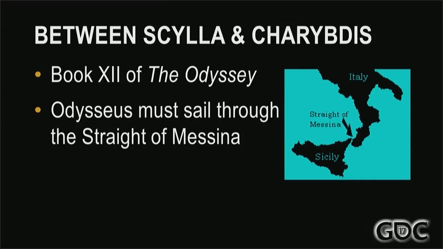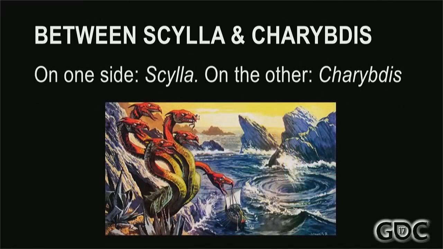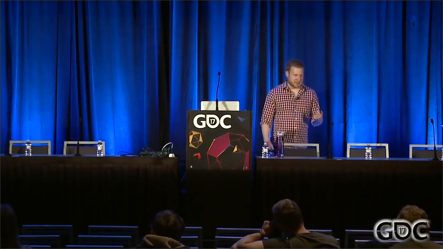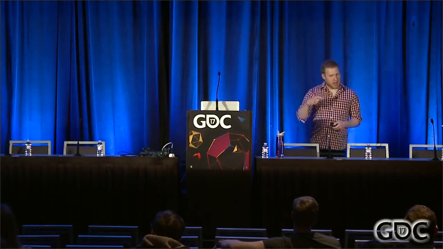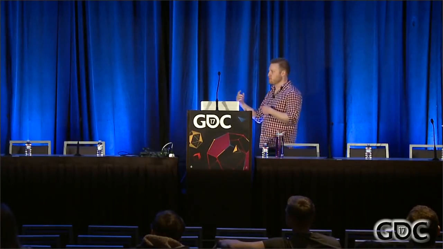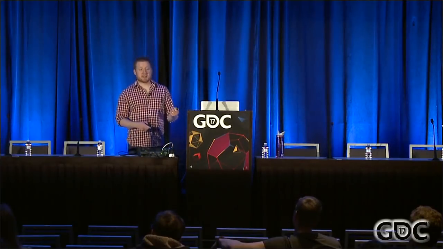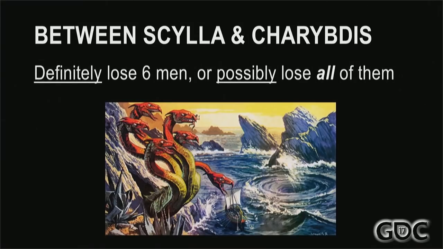Now, I don't know if you knew this, but at that period in history, the Strait of Messina had two awful sea serpents living there. It's a true story. On one side, you had Scylla, who's a six-headed serpent, and each head would pull a man out of a boat, any boat that went past. On the other side, you had Charybdis, who created whirlpools and maelstroms, and she might not get you, but if she did, the entire boat went down, everybody died. And the strait is narrow enough, you can't go between them, you have to pick. So Odysseus has to choose: definitely lose 6 men, or possibly lose all of them.